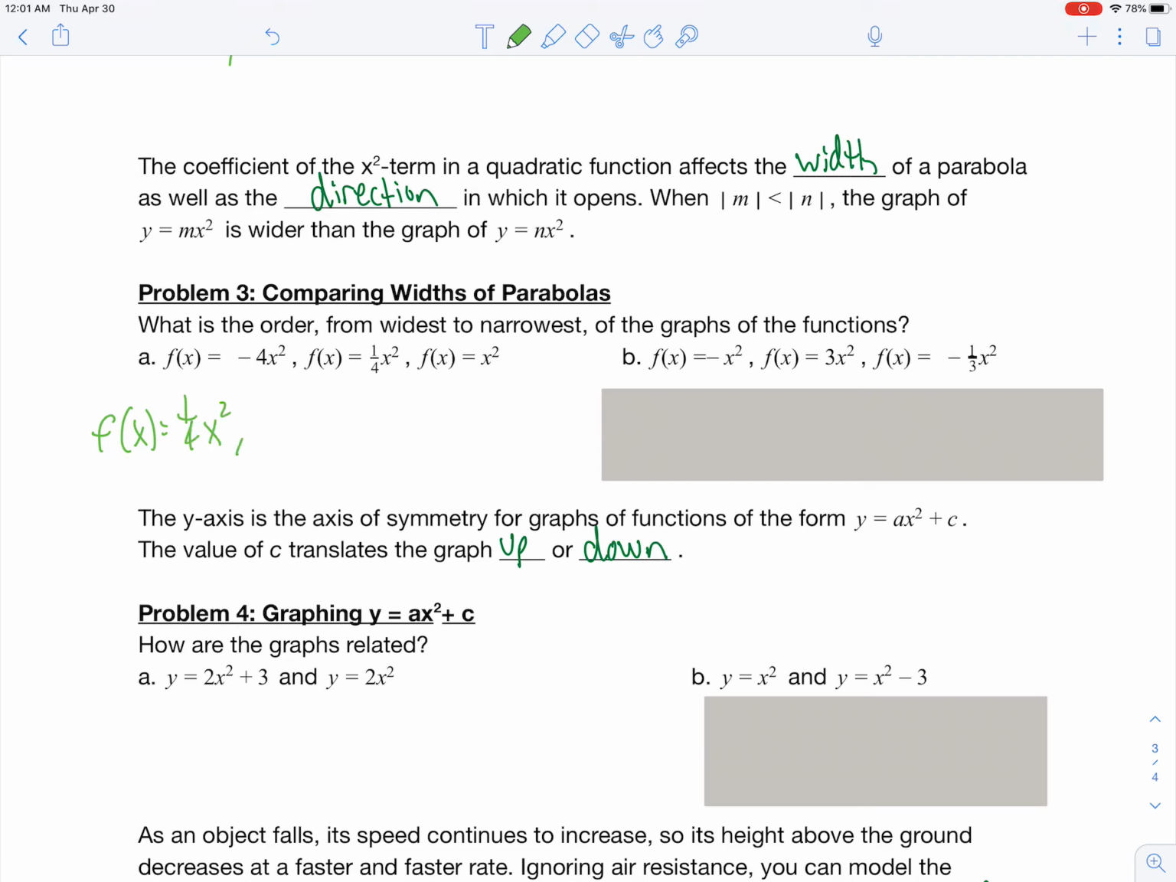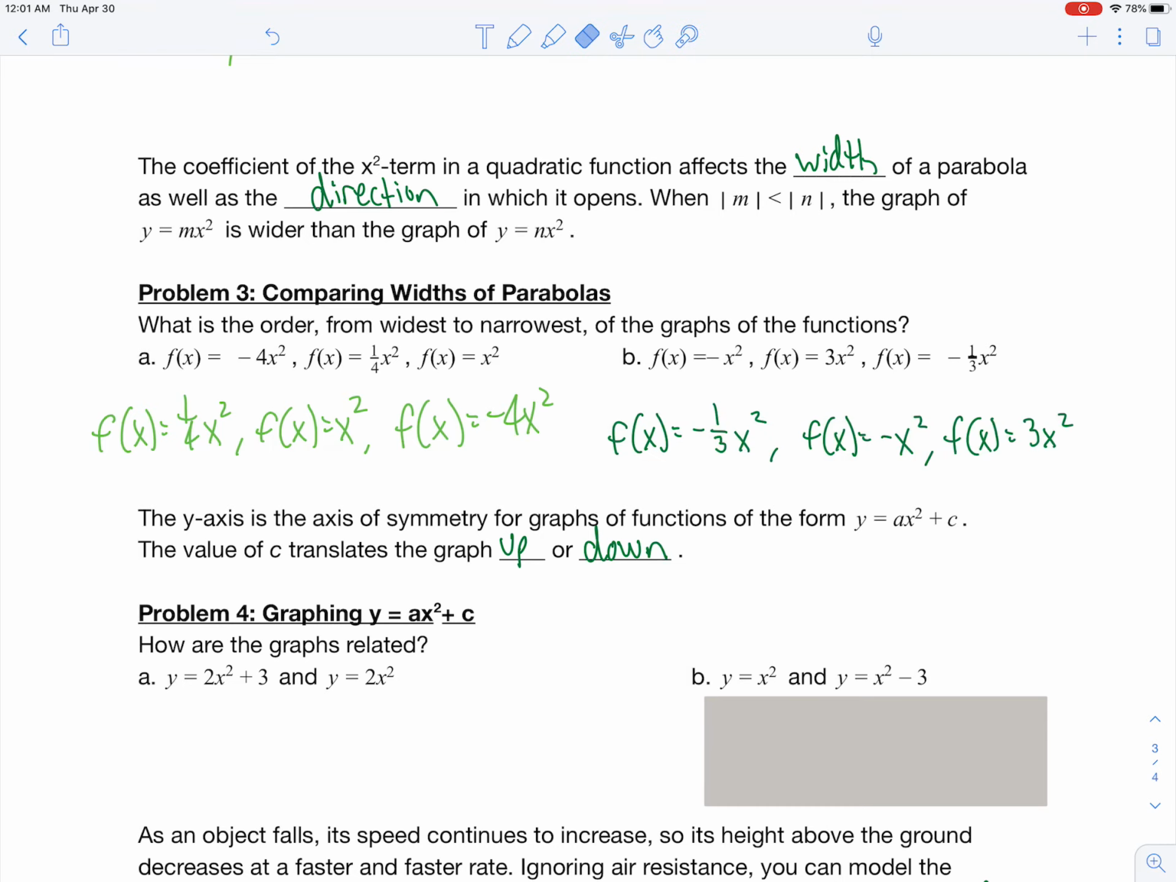And then the next widest, because we've got to go widest to narrowest, it looks like it's just going to be x squared by itself. So f of x equals x squared is our next widest graph. And then our narrowest graph, again with our largest absolute value, that was -4x squared. So the negative again just means that it would be opening downwards. Since it's got a bigger absolute value, it would still be our narrowest graph.